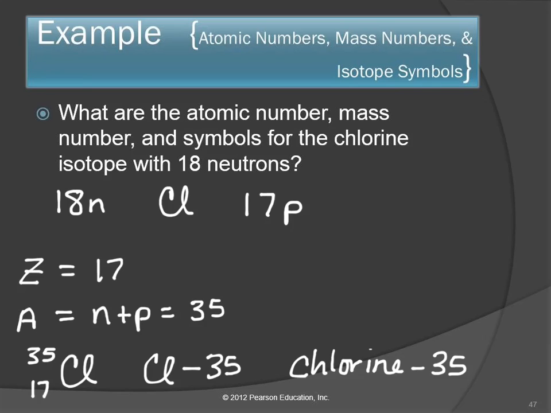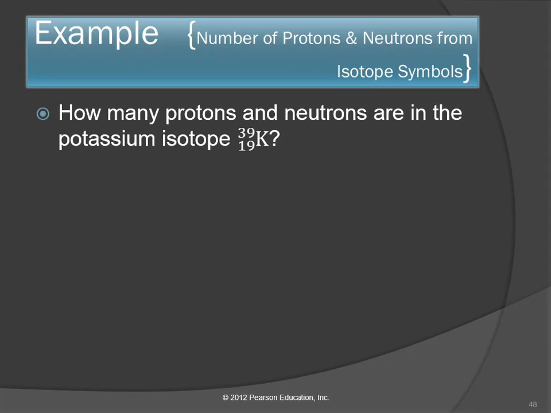There's an isotope that you've probably heard of before, carbon-14, right? Carbon-14 dating. They use it to find the age of really old stuff. The 14 is the mass number of that isotope. Any questions about this? Here we're given a symbol and asked how many protons and neutrons are in the potassium isotope indicated here.